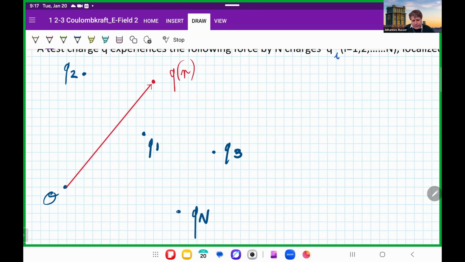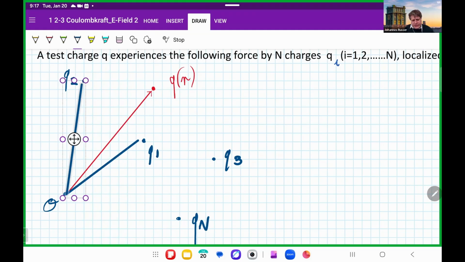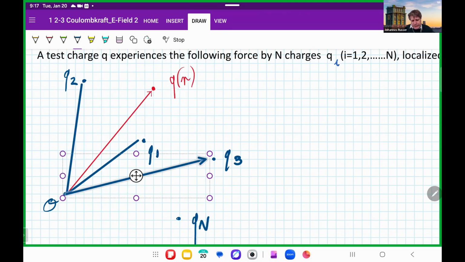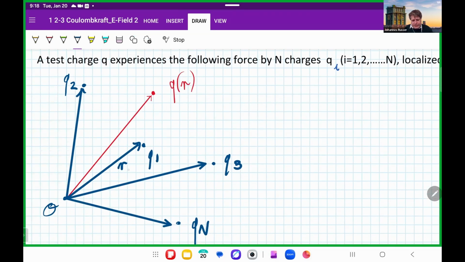And of course, we have from the origin vectors pointing to each of these charges that we denote with R1, R2, R3, and Rn. So this is R1, R2, R3, and Rn. And each of them is exerting a force now on our test charge Q. So the next thing, when we have obtained all the locations of the various charges, what matters for the Coulomb force is always the distance vector to the respective charge. So we have to put in these distance vectors.